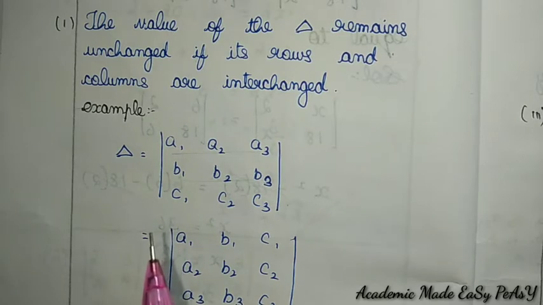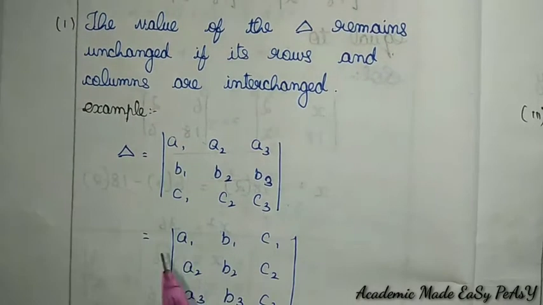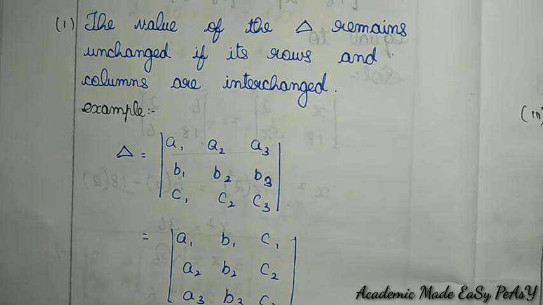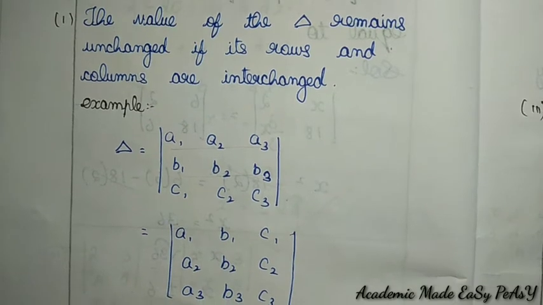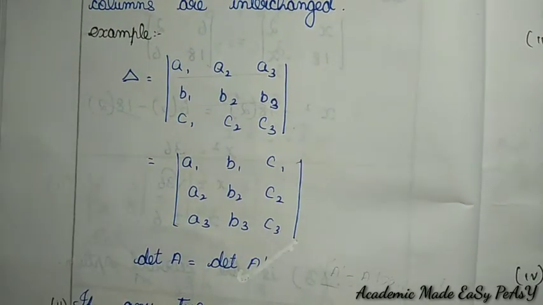In a matrix, if a transpose is given, then we change columns to rows. In a determinant we can just interchange columns to rows. That's it. So if rows and columns are interchanged, the determinant remains unchanged. Finally, determinant of A is equal to determinant of A transpose.